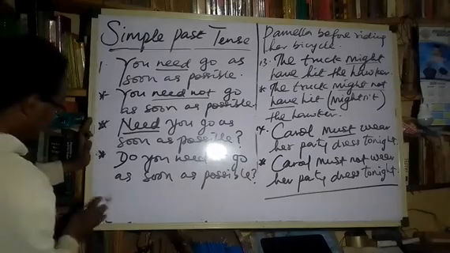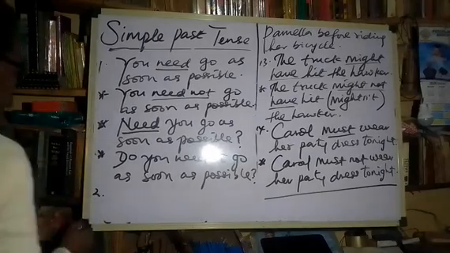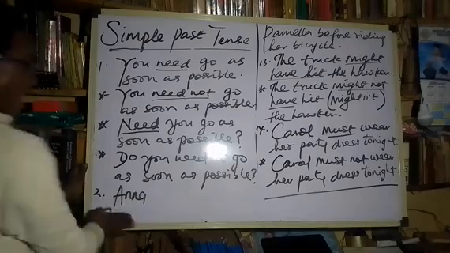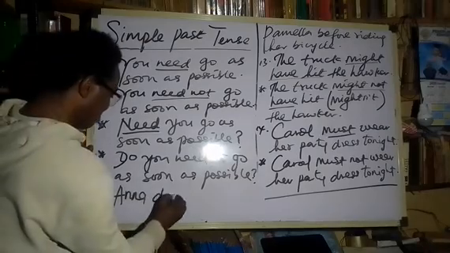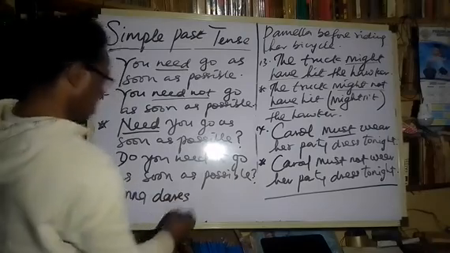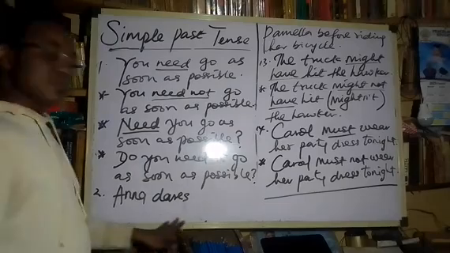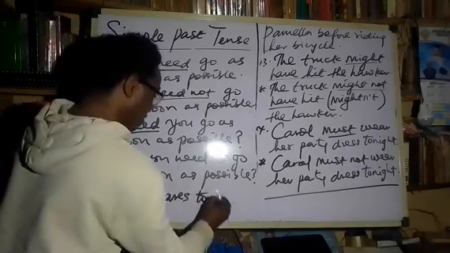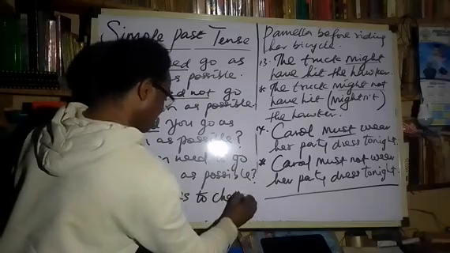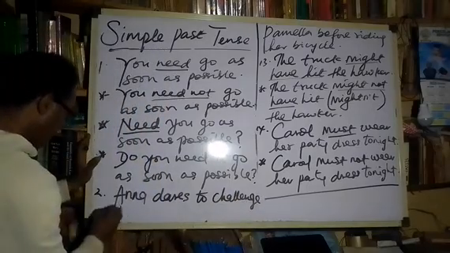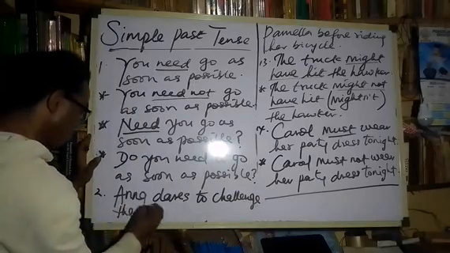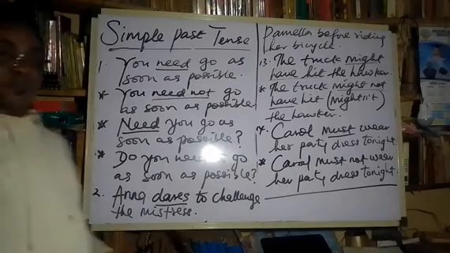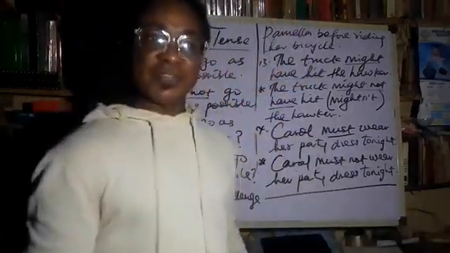Okay. Then number 2, we say Anna does, the auxiliary verb there. Anna does to challenge the mistress. Anna dares to challenge the mistress, meaning she has the courage to challenge the mistress.